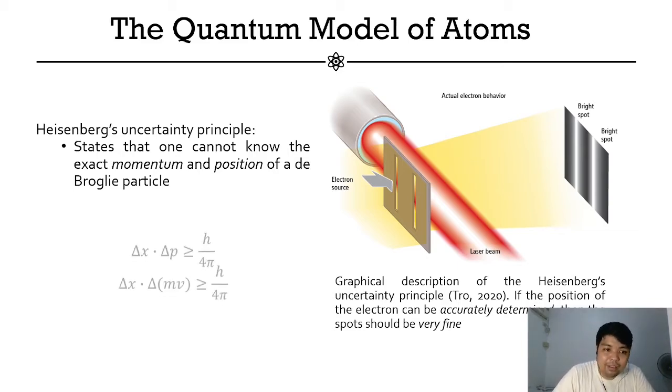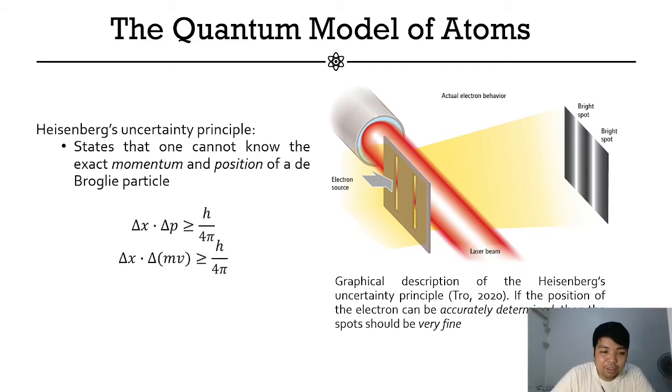So mathematically, this is our Heisenberg's uncertainty principle. The change in position multiplied by the change in momentum should be greater than or equal to h over 4 pi, wherein h again is our Planck's constant. So let's try applying this equation to our problem.